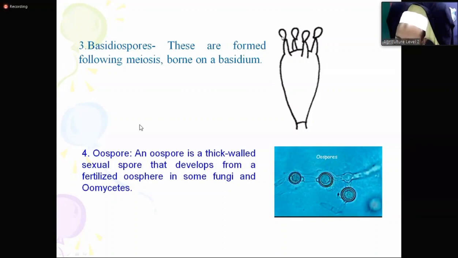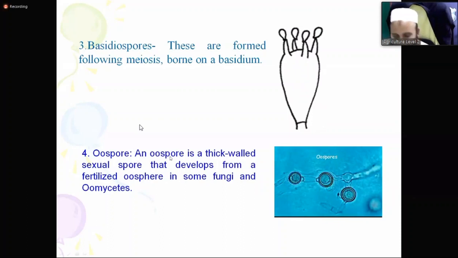So it is called basidium. The spore which is born on the basidium is called basidiospore. Maybe Dr. Ali Hossain or some other teacher will teach you Basidiomycota. There is another big group. You will take class 5 to 7, or some classes, for basidiospore. These are formed following meiosis, born on a basidium. So this structure is called basidium, and the spore basidiospore.